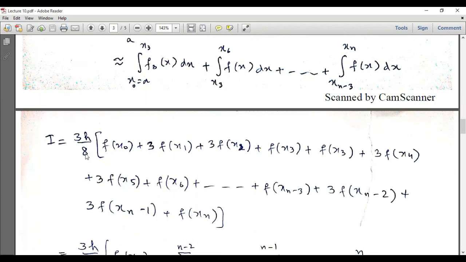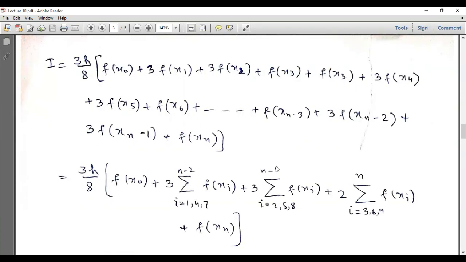So I will be equal to 3h by 8, f of x0 plus 3f of x1 plus 3f of x2 plus f of x3. So this was the answer for the first three segment integration. For the next three segment integration, we will have f of x3 plus 3f of x4 plus 3f of x5 plus f of x6. So these two terms will be added together. Similarly, the f of x6 terms will also be added together, and they will become this expression.